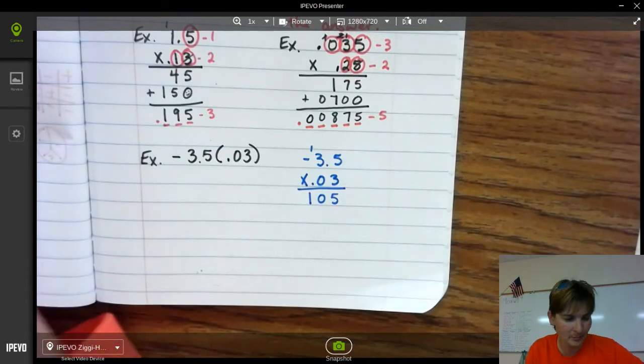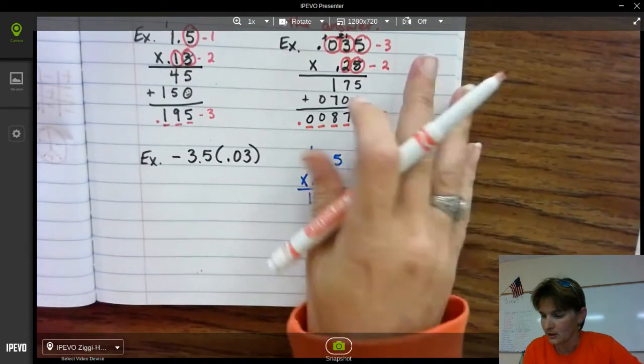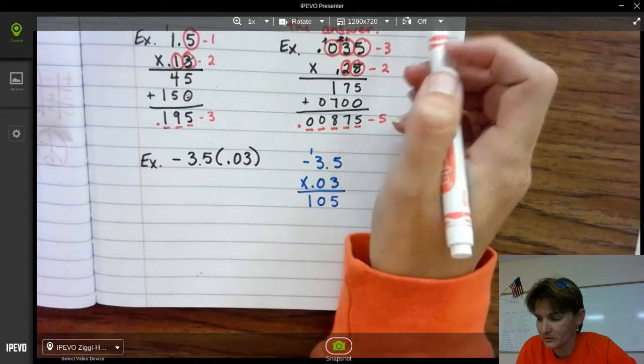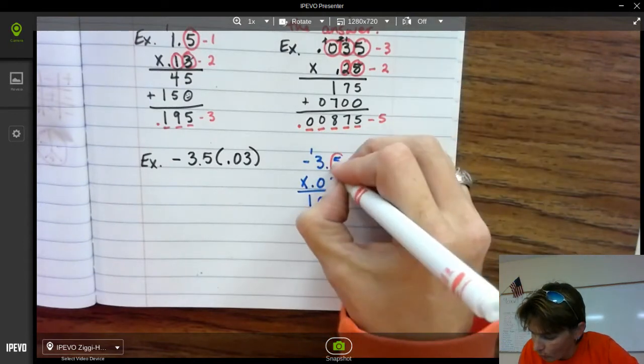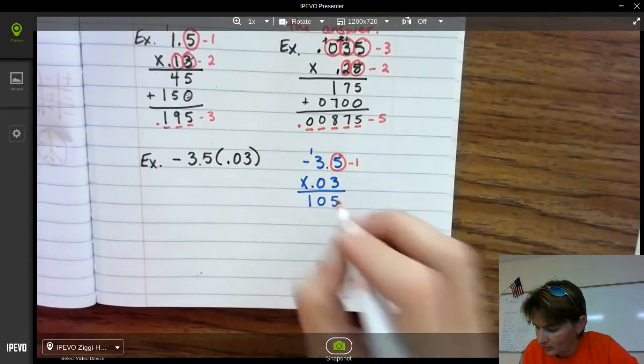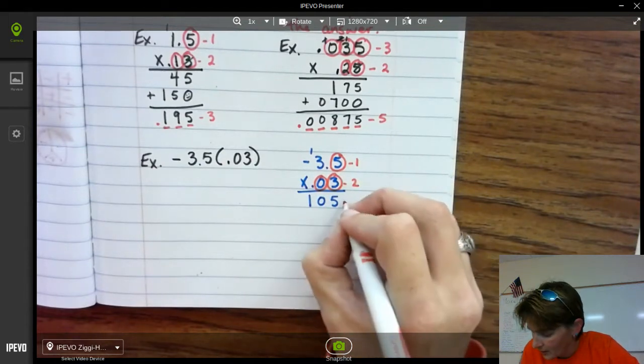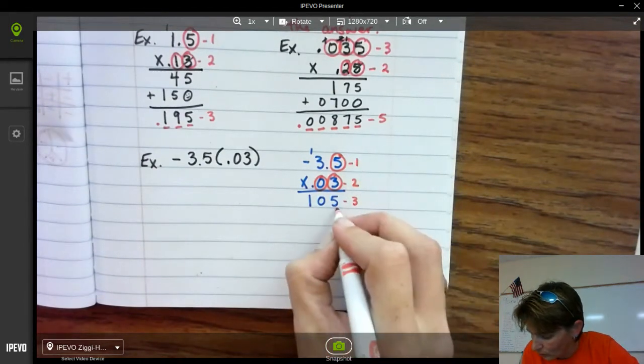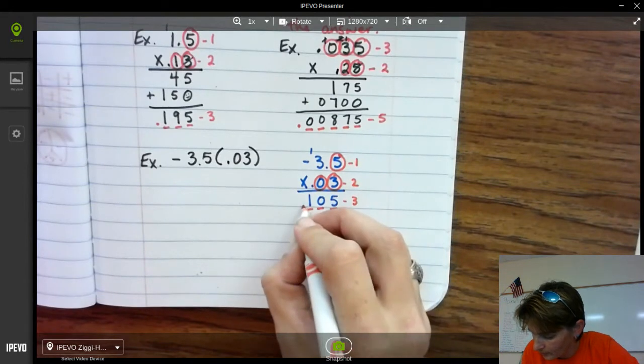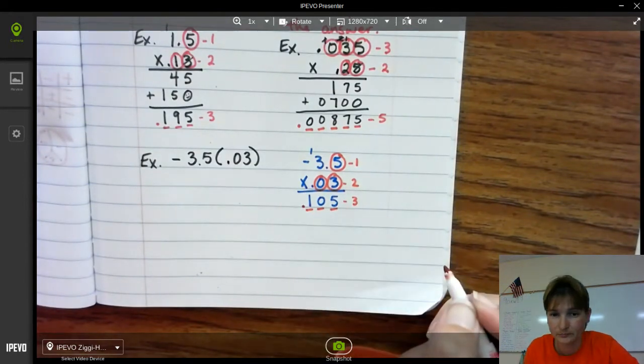The second step is to determine the number of decimal places within the problem. So we have 1 within the first number and 2 in the second number. So I need 3 in my answer. 1, 2, 3. And we place the decimal.